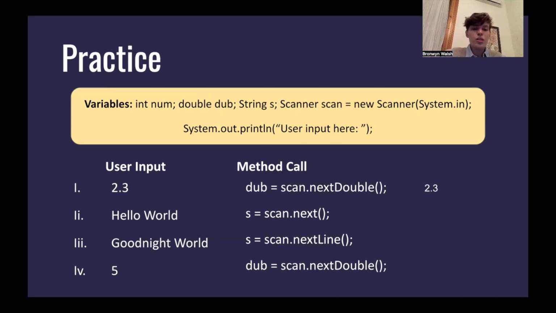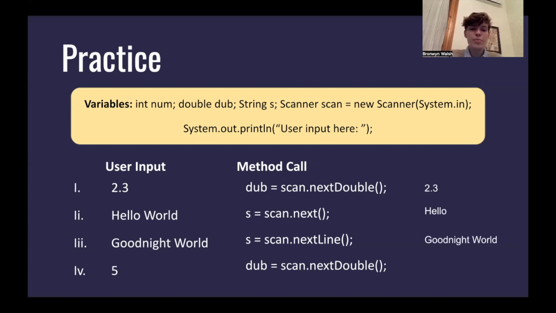For question 2, the user inputs hello world, and the call scan.next is stored in s. Scan.next receives the next fragment, in this case, just hello, as the space cues the end of the fragment. Therefore, hello is stored in s. For our next example, the user inputs goodnight world, and the call scan.nextLine is stored in s. Scan.nextLine receives the entire next line, and in this case, that's goodnight world. The enter key indicates the end of this fragment. Therefore, goodnight world is stored in s.